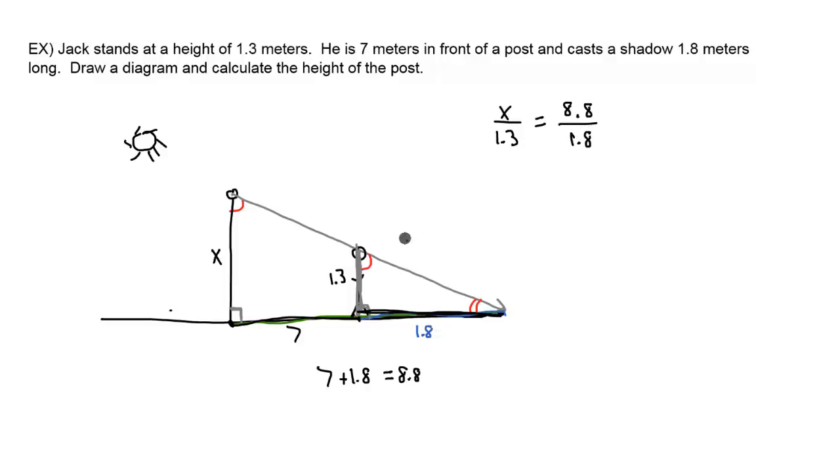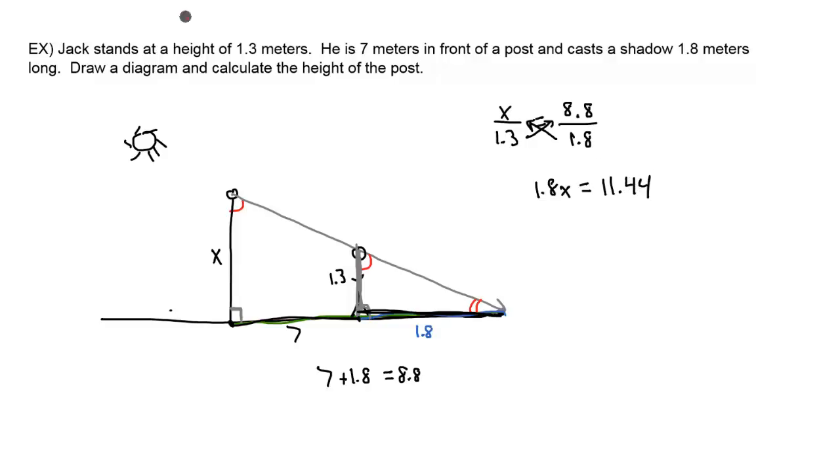And again, if you're looking, you might say, wow, 7 and 1.8, that looks like they're the same lengths. Well, it's not to scale. So let's just roll with the triangles. Next step is to cross multiply. So I've got 1.8 times x. So I'll do that. And then I've got 1.3 times 8.8. That's going to be 11.44.